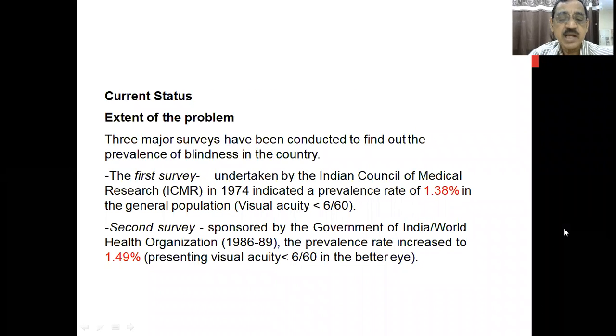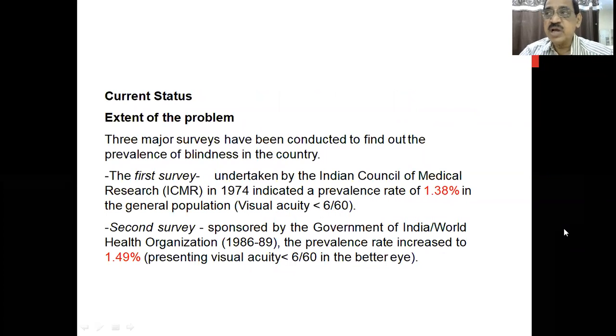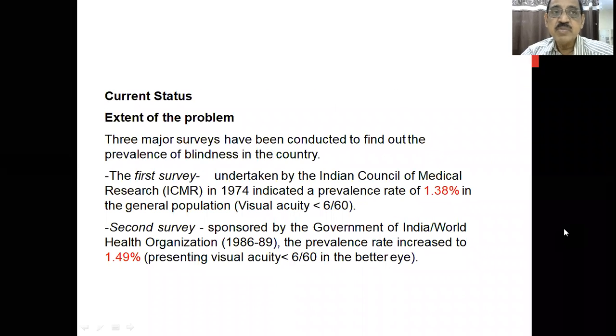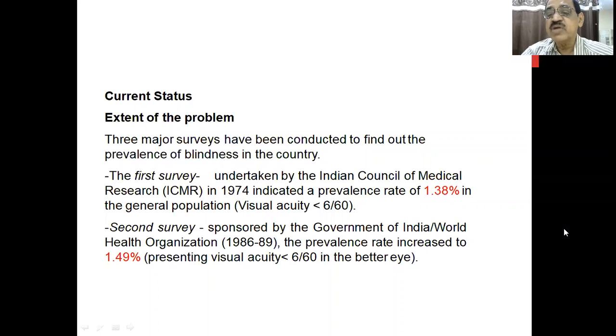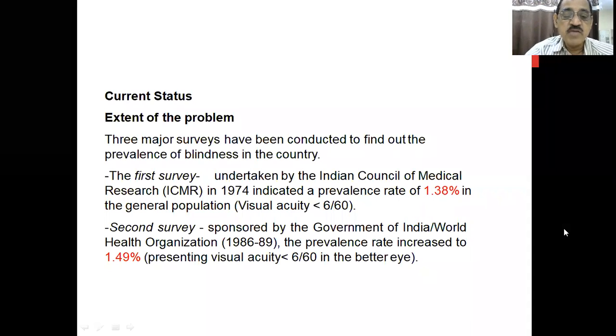Okay. So the current status, the extent of the problem: 3 major surveys have been conducted to find out the prevalence of blindness in the country. The first survey, undertaken by the Indian Council of Medical Research way back in 1974, indicated a prevalence rate of 1.38% in the general population, that is, individuals with a visual acuity of less than 6/60. The second survey, conducted and sponsored by the Government of India and World Health Organization way back in 1986 to 89, found the prevalence rate increased to 1.49%.